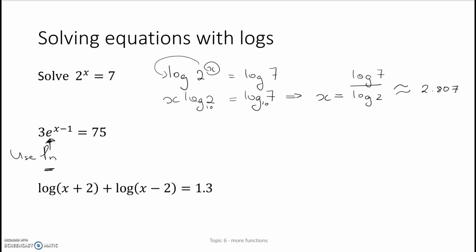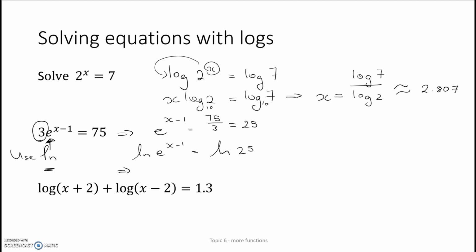For the next one, as I said, we're going to take the natural log of each side, except that we need to deal with this 3 first. So we can divide each side by 3, then we've got e to the x minus 1 equals 75 over 3. 75 over 3 is 25. Now we can take the natural log of each side.